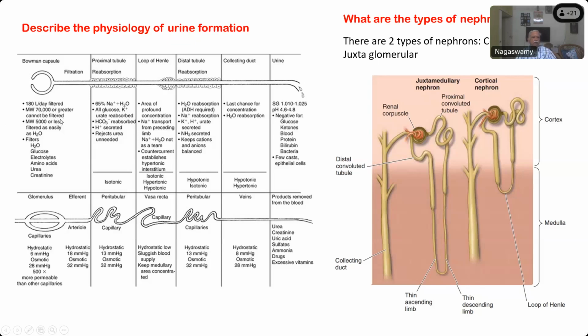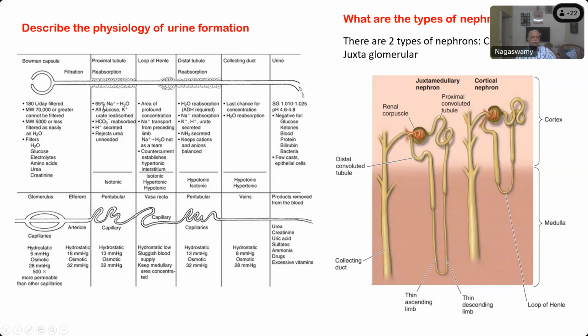Molecular weight of more than 70,000 or greater cannot be filtered. Molecular weight of 5,000 and less will be easily filtered like water. The things that are filtered are water, glucose, electrolytes, amino acids, urea, and creatinine. All these things will be allowed to pass through, and once they pass through, it comes into the proximal tubule.